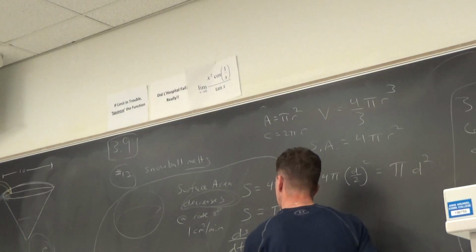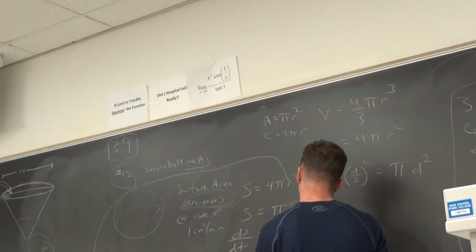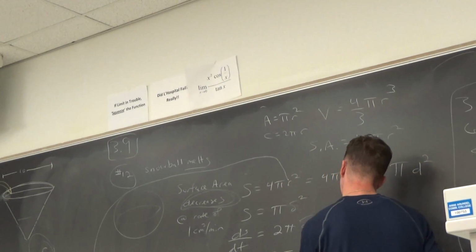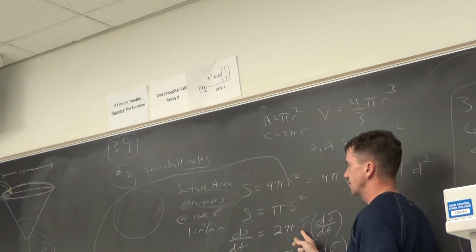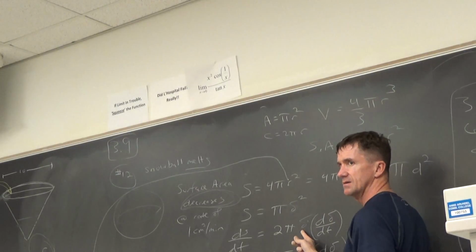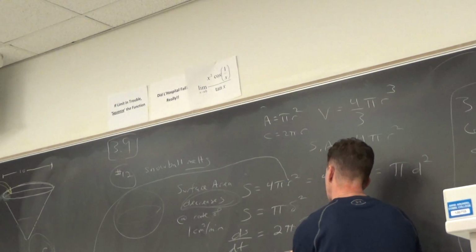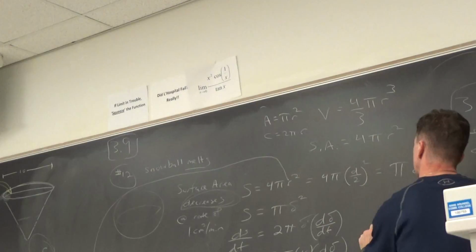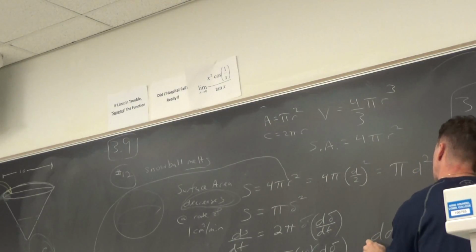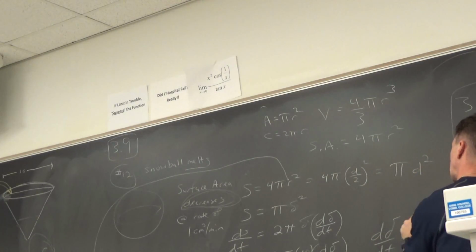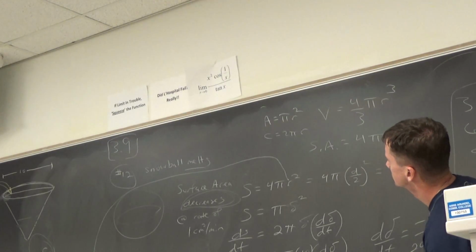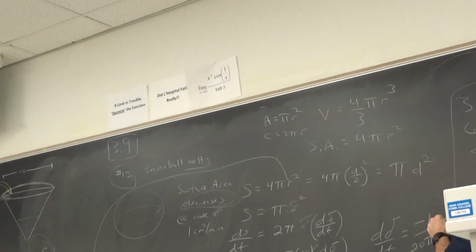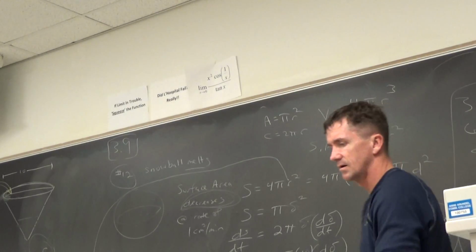Decrease, 2 pi. I don't know this thing, but the diameter was the number they said: 10. Remember they said when it was 10? Put a 10 there. What's the answer? Negative 1 over 25. What were the units? Centimeters per minute? Does that agree?